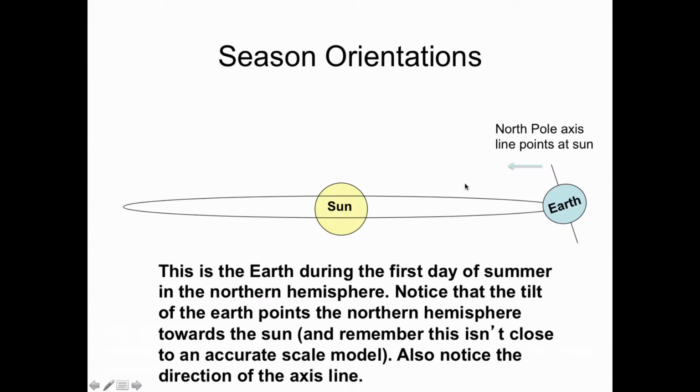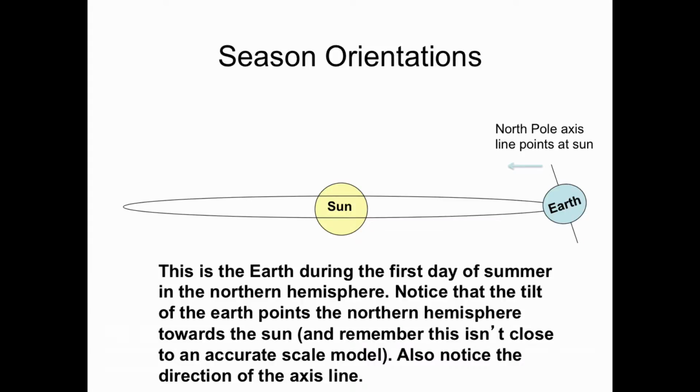So this would be our first day of summer, and I want you to pay special attention to the axis line here because it's pointing towards the sun. So we have the northern hemisphere pointed more towards the sun than the southern hemisphere, which of course makes the light hit our hemisphere a little differently.